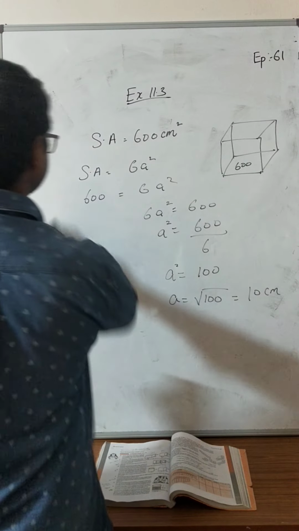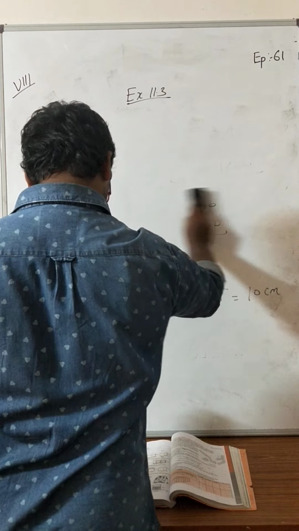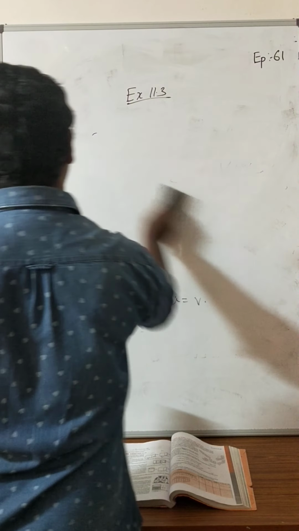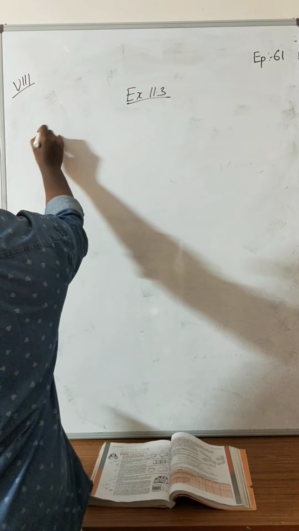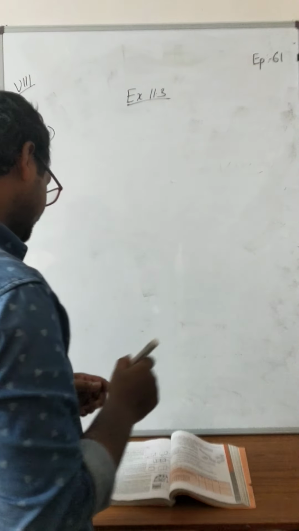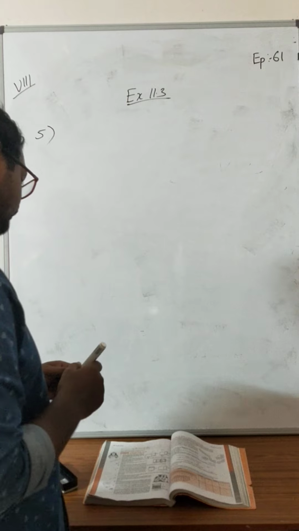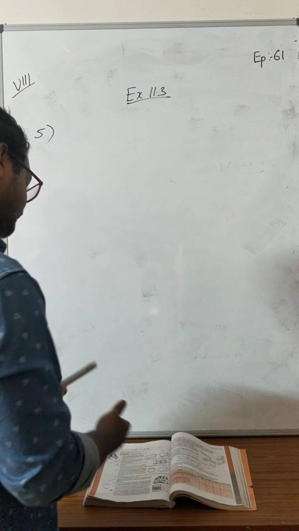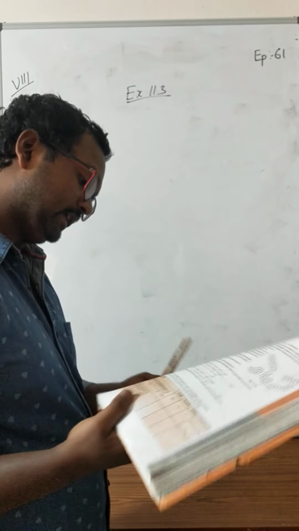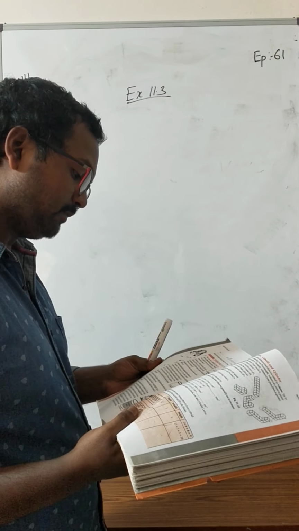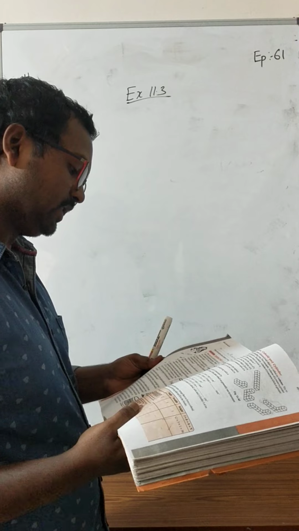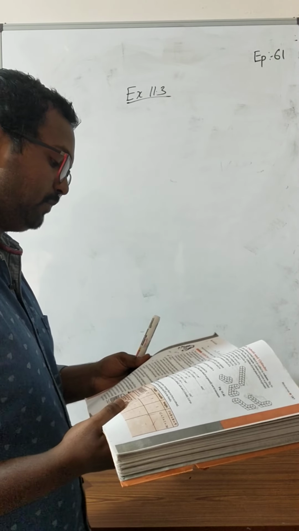So question number 3 is done. Now let's move on to question number 5. Let me read out the question. Daniel is painting the walls and ceiling of a cuboidal hall with length, breadth and height 15, 10 and 7 meters respectively. From each can of paint, 100 meters square of area is painted. How many cans of paint will she need to paint the room?